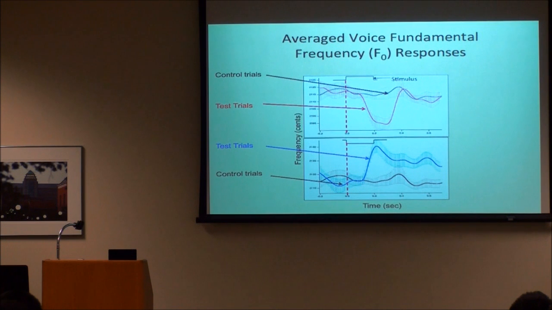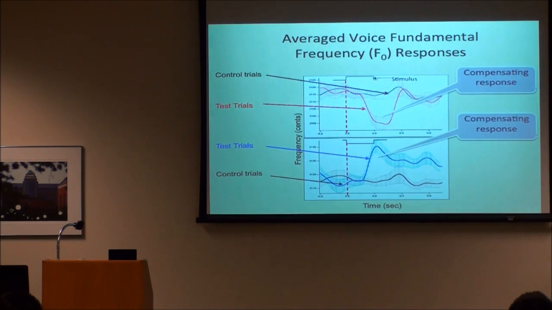Now, in the bottom trace, we have a downward pitch shift stimulus. And here we see an upward response. So we call both of these compensating responses, namely because with an upward stimulus, you shift your voice pitch down, and with a downward pitch shift stimulus, you shift your voice up. Okay, so what's going on here is that your motor system is compensating as if it were an error in your production. And this is the way all motor systems appear to work, at least in part.